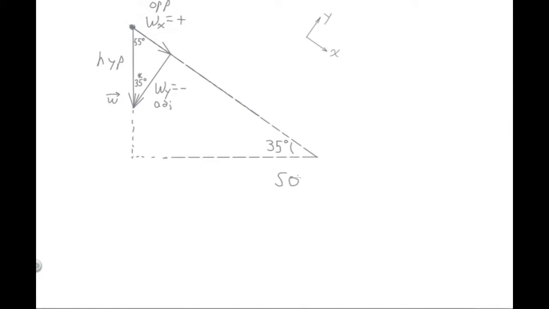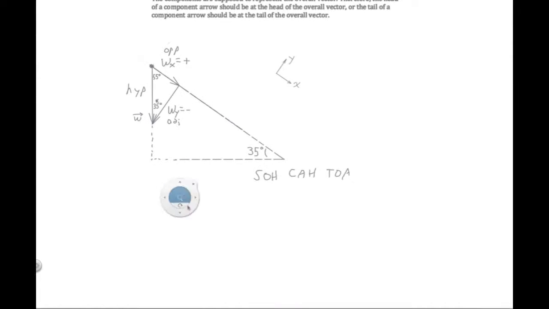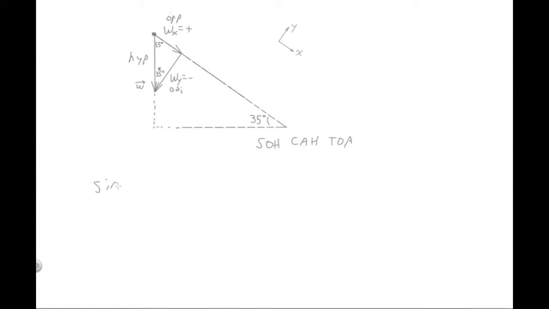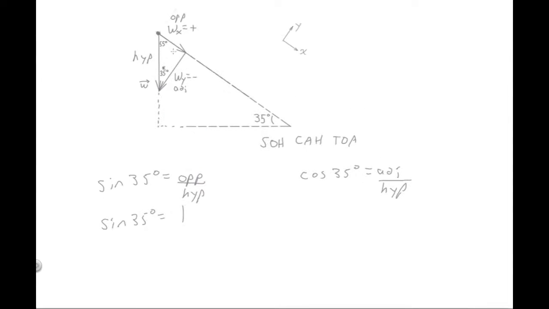Now we're ready for Sohcahtoa. The sine of 35 degrees is opposite over hypotenuse. The cosine of 35 degrees is adjacent over hypotenuse. The length of the opposite side here is the magnitude of Wx.